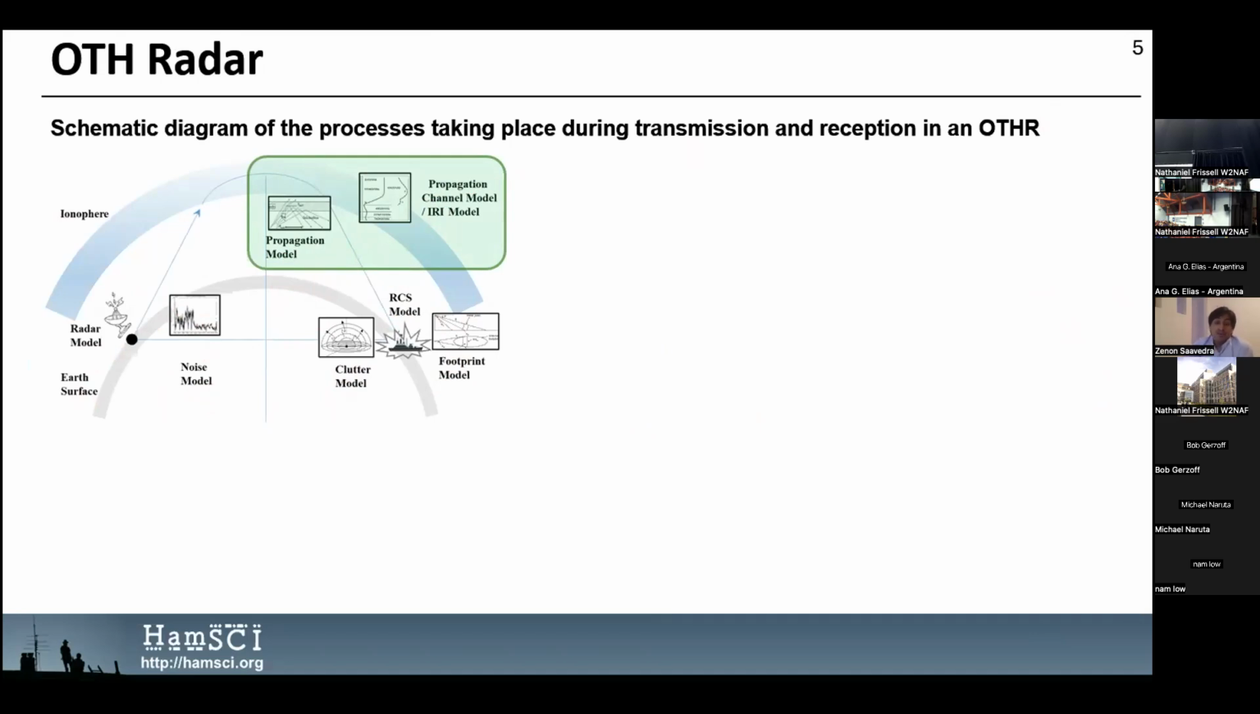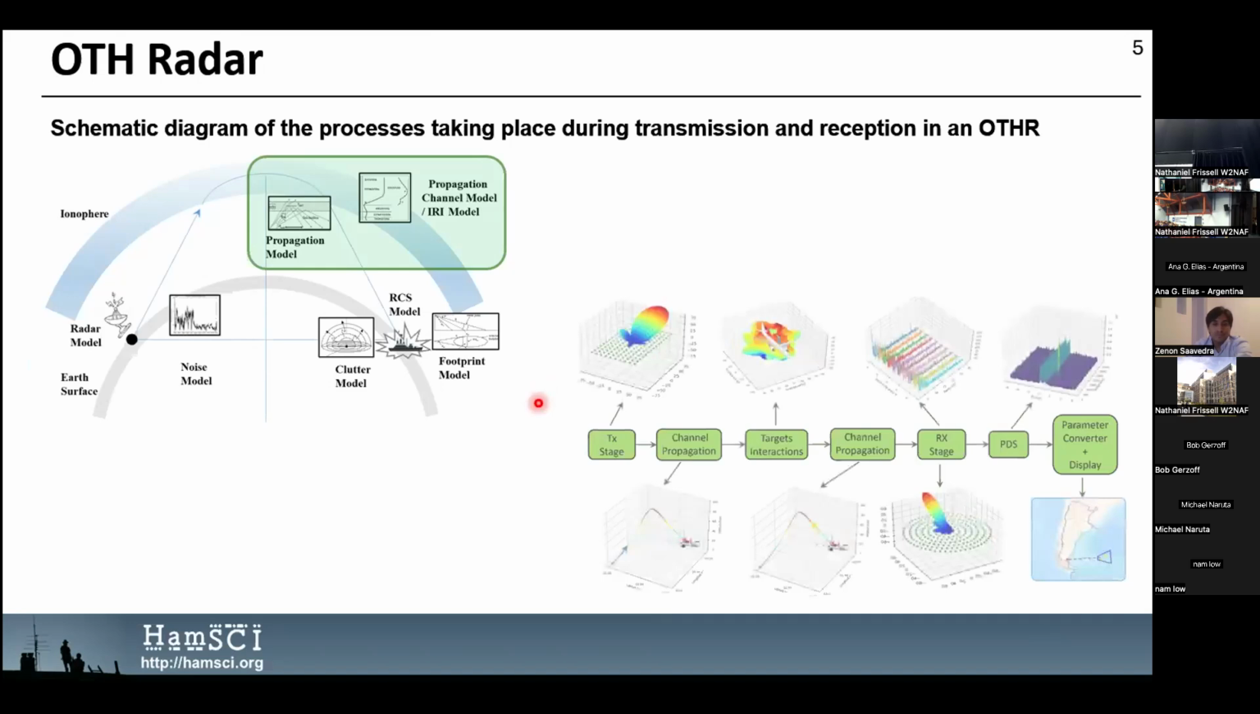In the propagation model is where ray tracing is used, and on the other hand, in the propagation channel, we use a model of the ionosphere. This block diagram is a diagram of the simulator, where the second and the third blocks are ray tracing, used for determining the propagation path from the radar to the target, and in the other case, from the target to the radar.